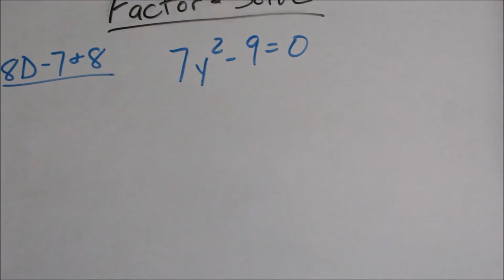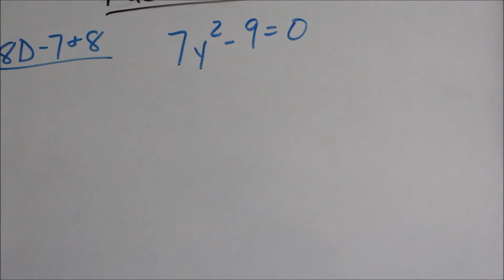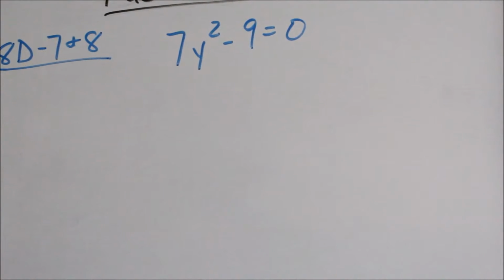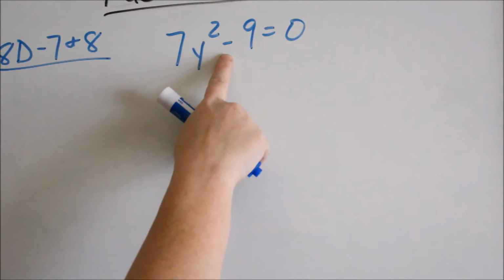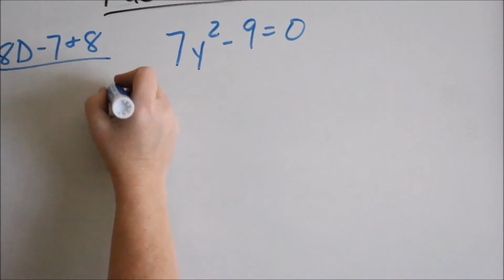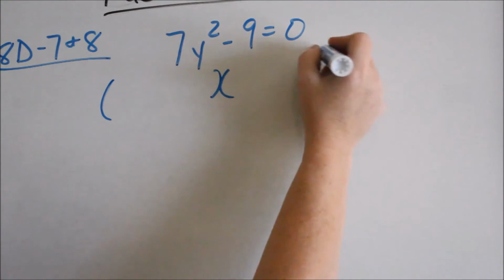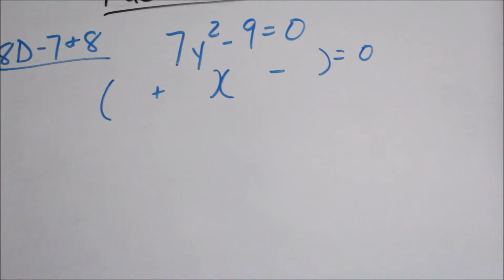Okay, now let's look at 8D, 7 and 8. Same kind of problem. We are using the idea of conjugates to solve the problem. When you see two terms with a subtraction sign, you should always think of difference of two squares. Difference of two squares factors into two parentheses, one's a plus, one's a minus. They are conjugates of each other.